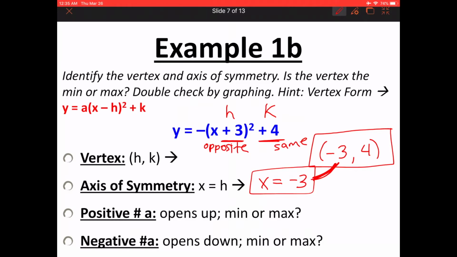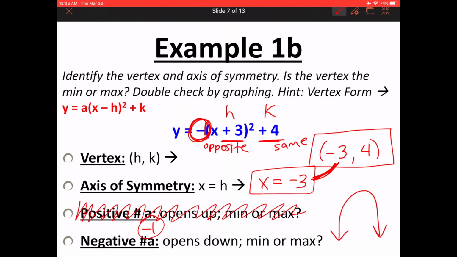Now, let's find out what a is. A is this number out in front. It's just a negative. So remember, that is representing an invisible negative 1. So if a is negative 1, I can ignore this positive a because my a is negative 1. So that means my parabola opens down. And if my parabola opens down, that means my vertex is here, and that would make my vertex a maximum. Okay, guys? So notice we're not doing any algebraic work. We're just understanding what vertex form is telling us about this parabola.